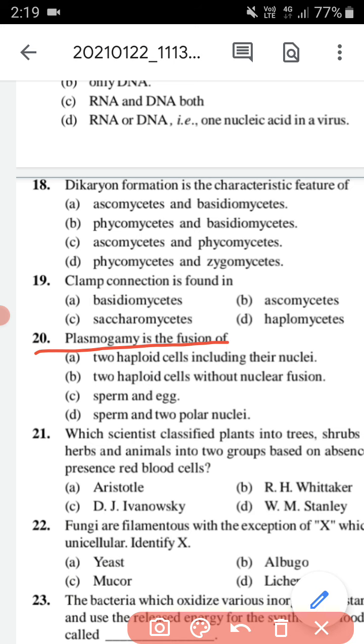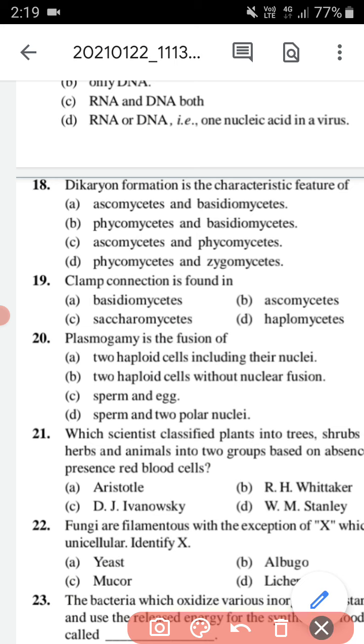Now we move to question number 20. Plasmogamy is the fusion of option A, two haploid cells including their nuclei, option B, two haploid cells without nuclear fusion, sperm and egg, sperm and two polar nuclei. So the correct option is option B, two haploid cells without nuclear fusion is plasmogamy.